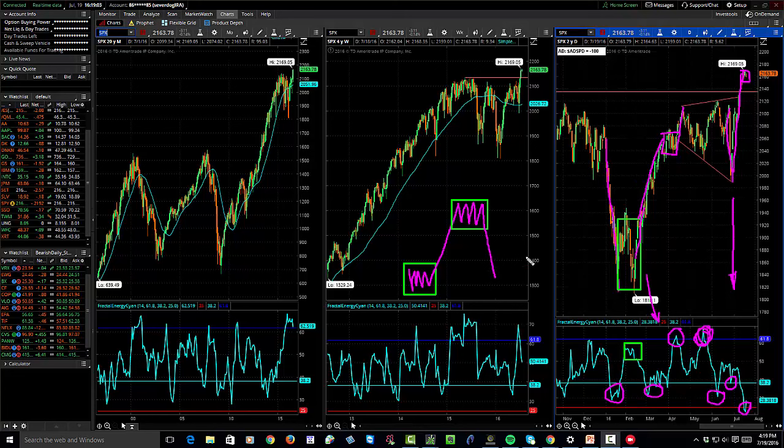What I'm encouraging people to do is to let go of this concept of overbought and oversold, because I just don't see it happening anymore.